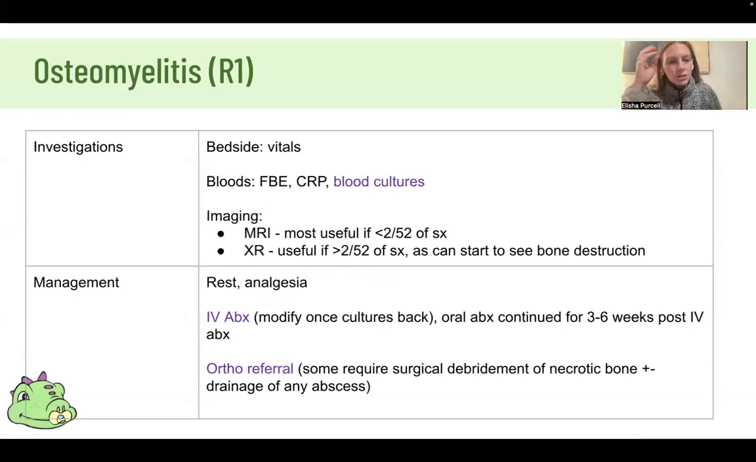Investigations, quite similar to septic arthritis. Main things you're thinking about are blood cultures, imaging. MRI is most useful for if they've had symptoms for less than 2 weeks, but for symptoms greater than 2 weeks, X-ray becomes useful because that's when you can start to see destruction of the bone. Management, similar to septic arthritis, analgesia, of course, IV antibiotics, and also referral.